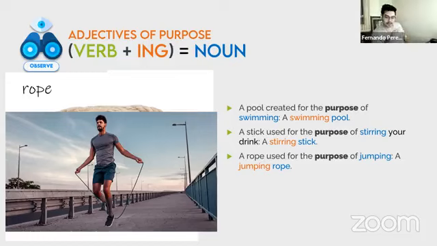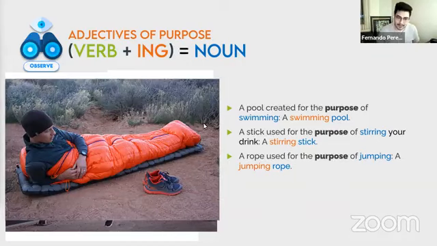That's a jumping rope, right? If you know the vocabulary for the first word, the rope, you can check that this is a jumping rope. And you are very probably familiar with this subject. The thing that you use to sleep when you go camping. Even in Spanish, we call it like this.